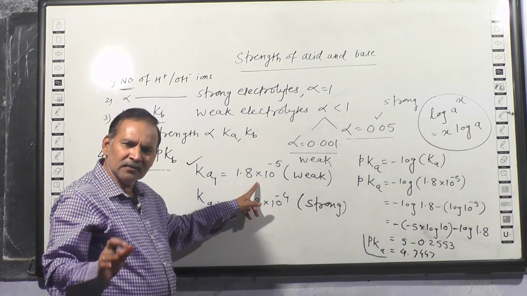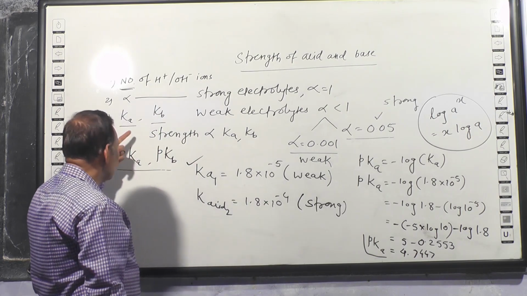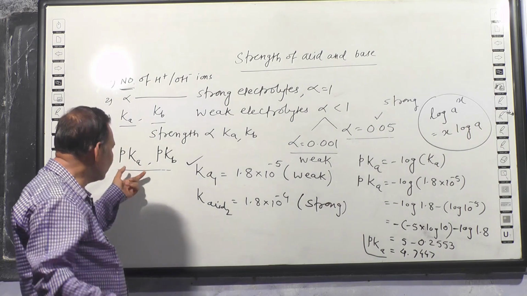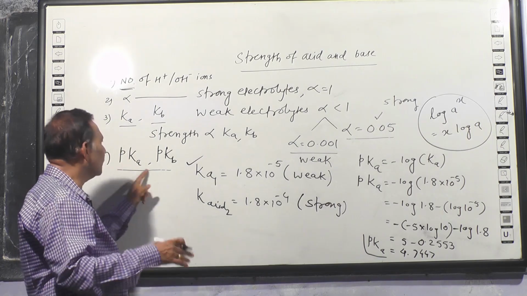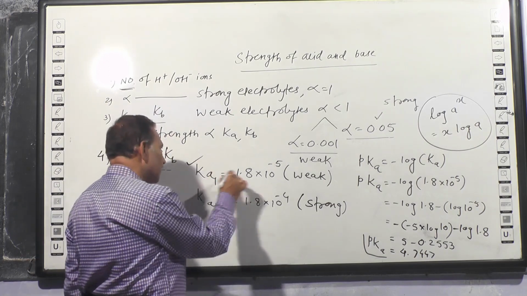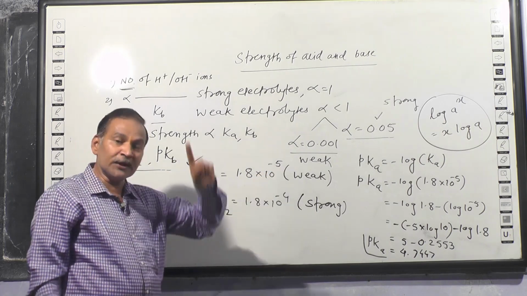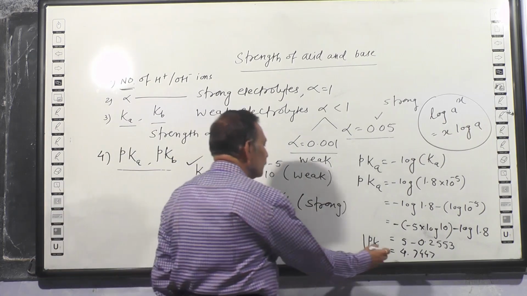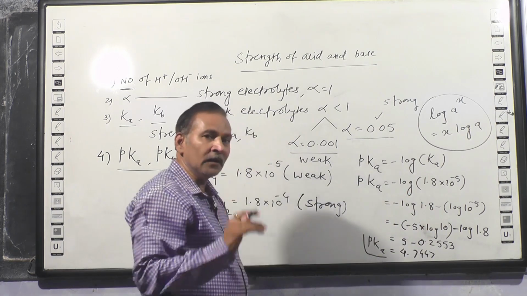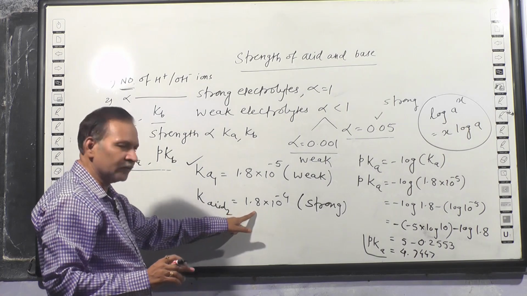Why are we going into the details of this? Because similar to Ka and Kb, this is the fourth factor that decides the strength of an acid or base: pKa and pKb. So for this acid, whose Ka value was 1.8 into 10 raised to minus 5, the pKa value came to 4.7447.